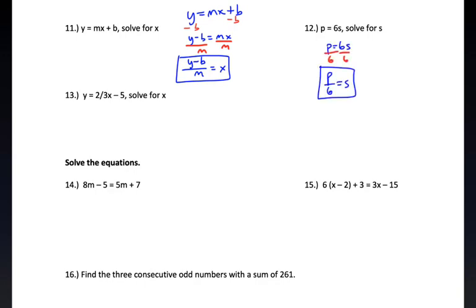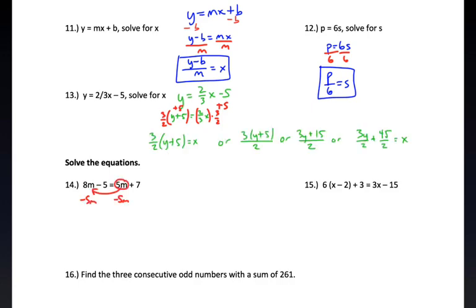This one was pretty straightforward. P over 6 equals s. This one had a little bit more going on. Add 5, then multiply by 3 over 2. Yeah, because of this fraction here, there end up being all sorts of ways you can write this as simplified. You can distribute the 3 over 2, that would look like this. You could have everything over the 2, and then you can distribute the 3. So I would accept any of those answers for this particular one.